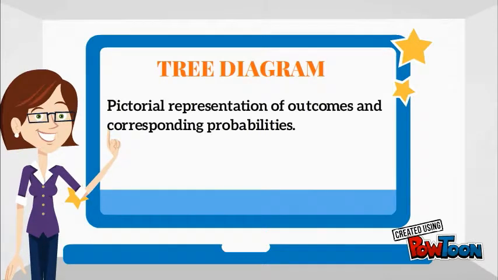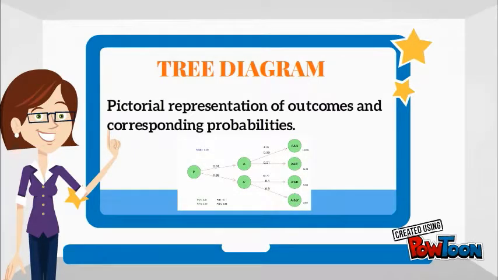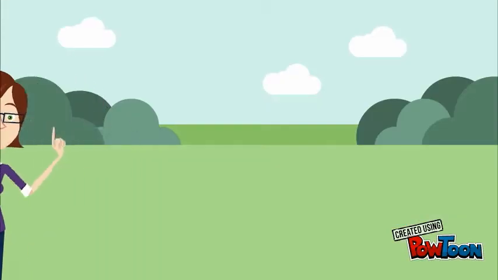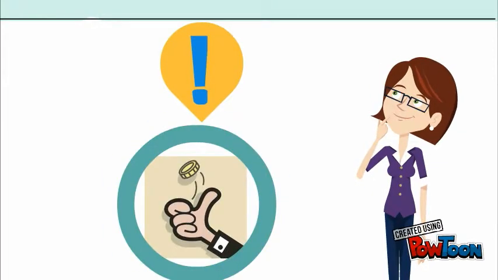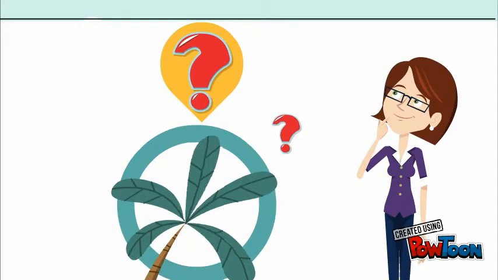The tree diagram starts with one item that branches into two or more, each of which branch into two or more, and so on. It looks like a tree, with trunk and multiple branches. Here's a simple example of tree diagram. Let's say the situation is tossing a single coin. How would the tree diagram look like?